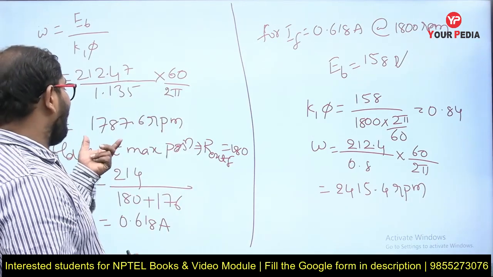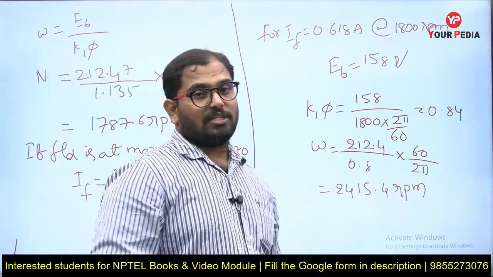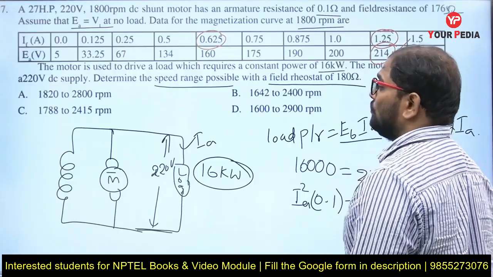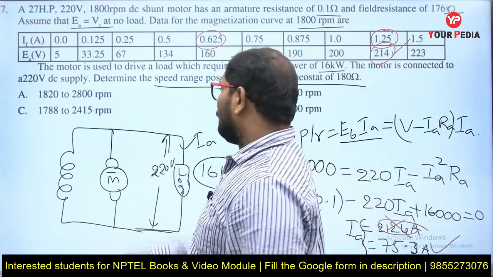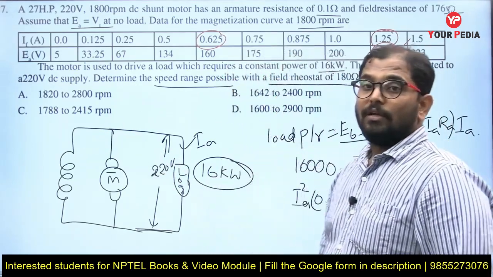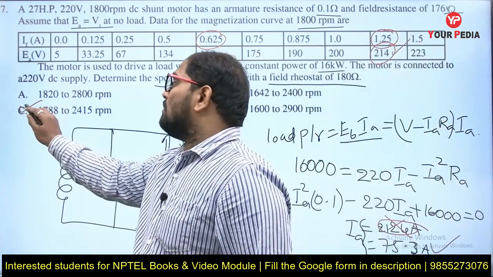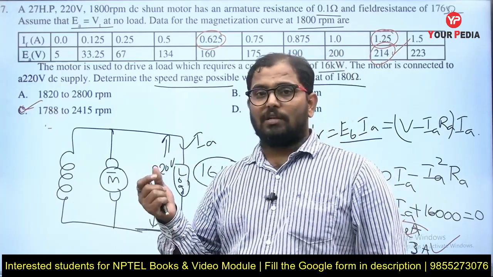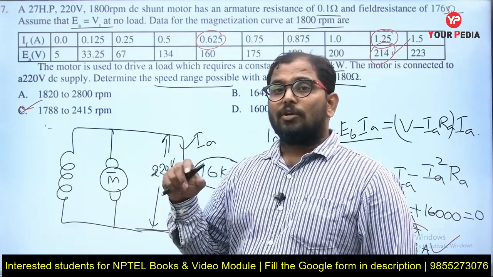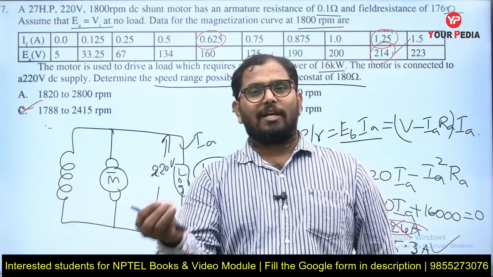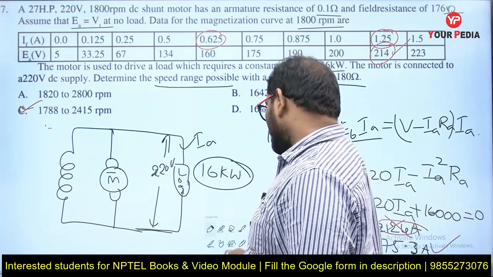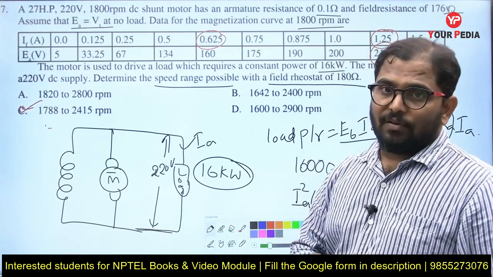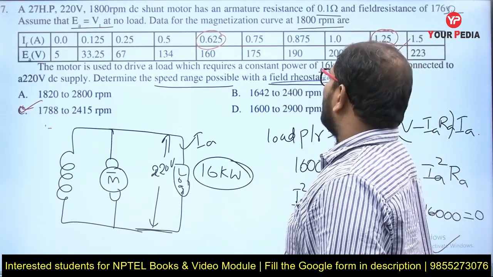So if you consider this question, the speed range we got is 1788 to 2416, or 2450. So the answer will be C. Now I'll give you a simple analysis of this question. Without solving all these things, you can pick the nearest right answer. Let me tell you how. If you observe this question, what type of speed control is it? It is field flux control.